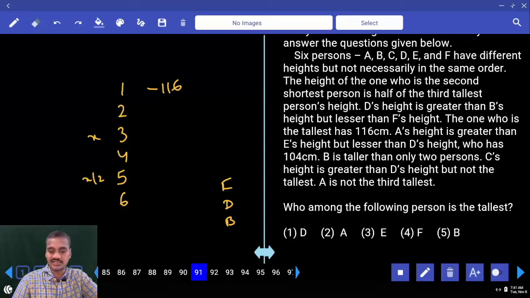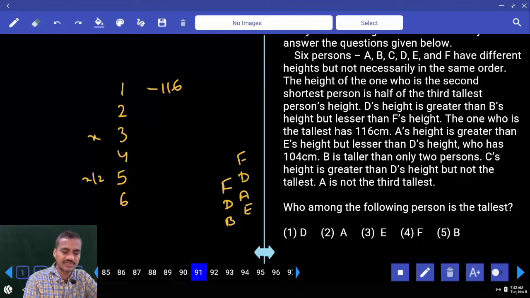A's height is greater than E, but lesser than D. Below this F, D is here, hence F must be above this one. And B must be below this D. B is taller than only 2 people, hence B is here. Above this B, there must be D and F.